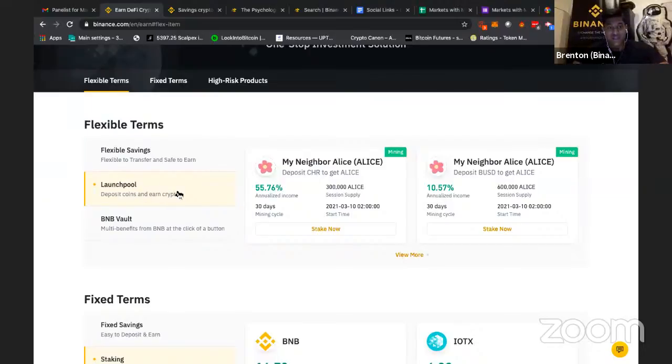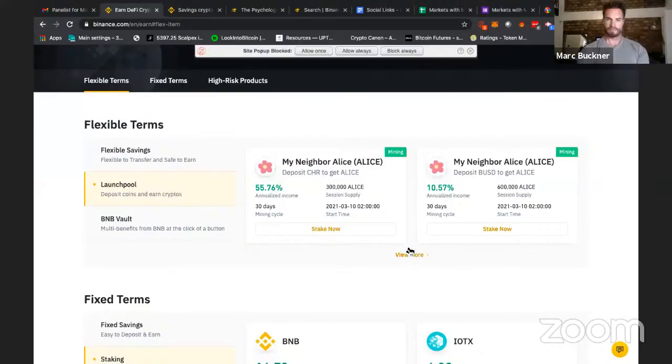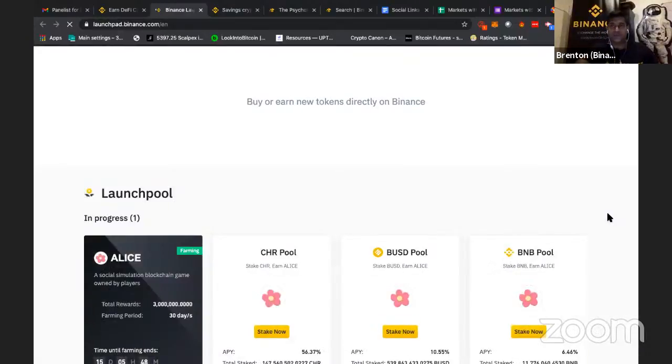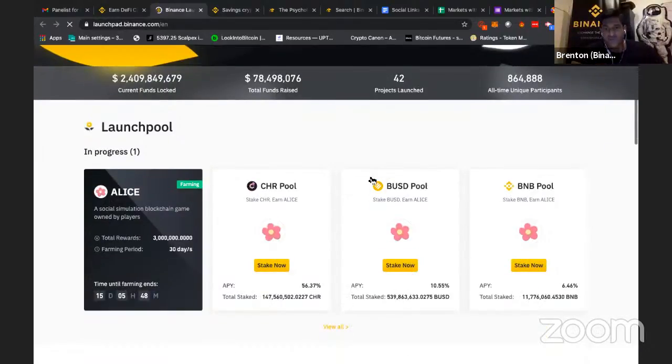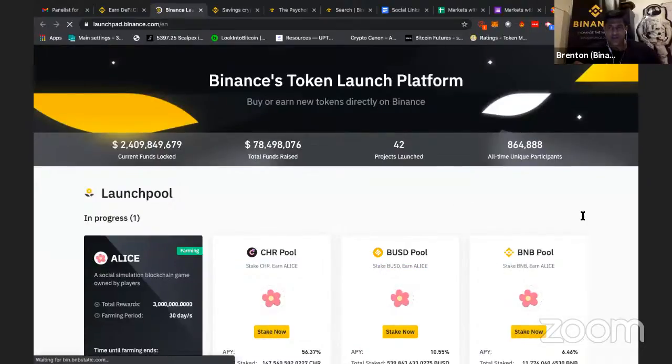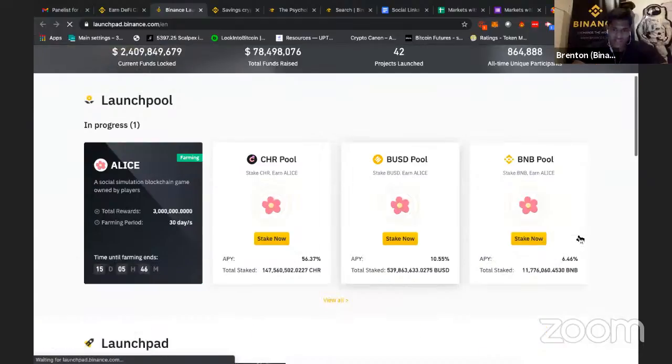And with the Binance launch pool, there's a number of coins you can put into here. The highest yielding one is always BNB. But even if, like I said, you've got some BUSD, some stable coin, or some CHR, you can stake it and start earning Alice. And it's literally as easy as, again, sorry, it's just freezing a little bit. It's literally as easy as having some BNB in your wallet, coming to stake now again, clicking the amount you want to stake.